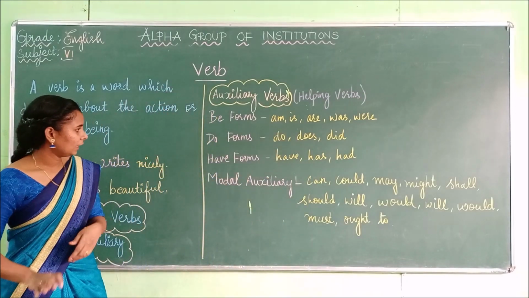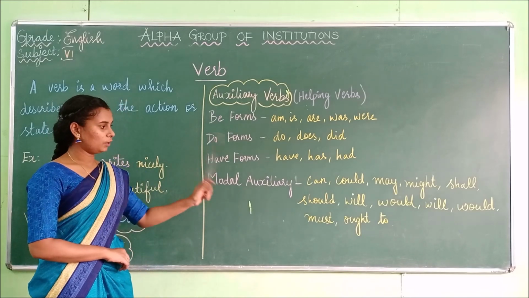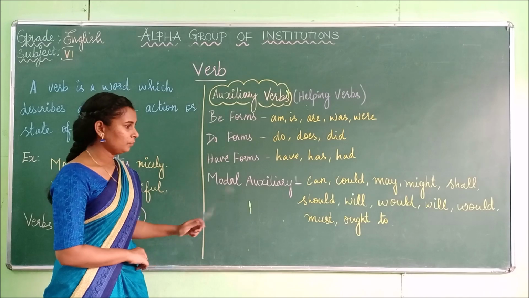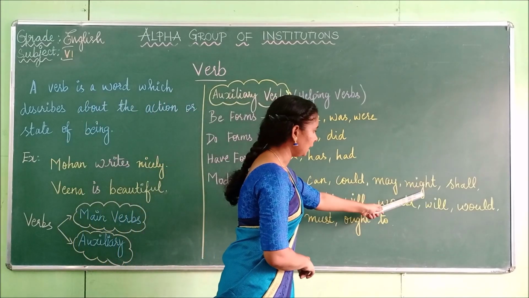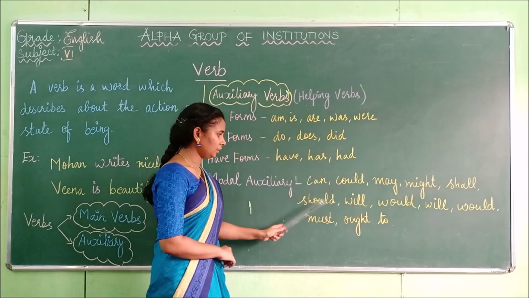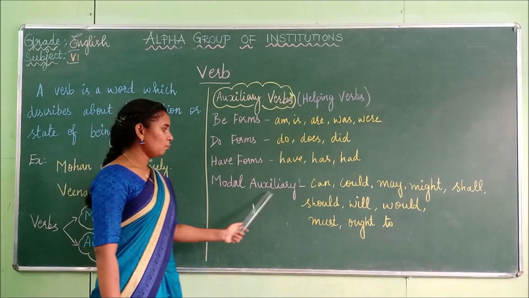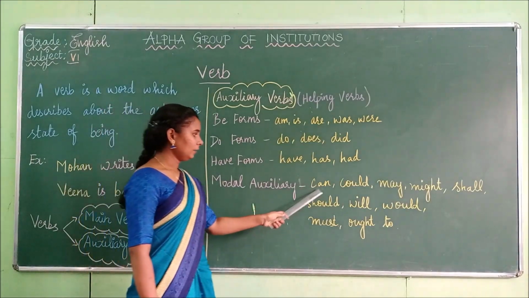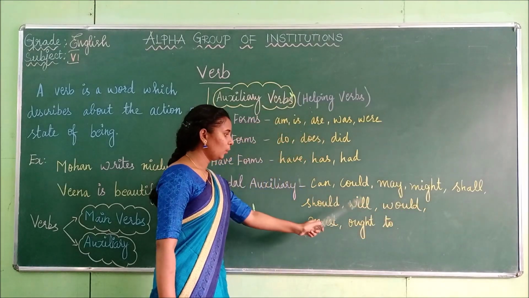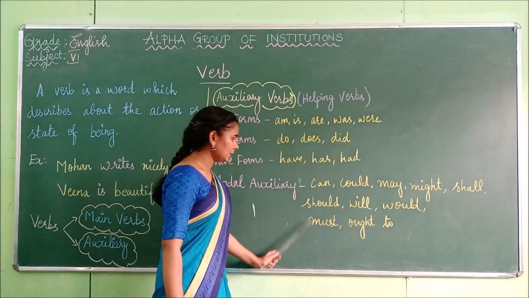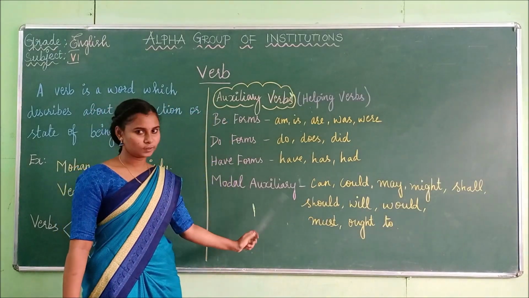Next we have modal auxiliaries. We will see the words which come under modal auxiliaries: can, could, may, might, shall, should, will, would, must, ought to. All these words come under modal auxiliaries.